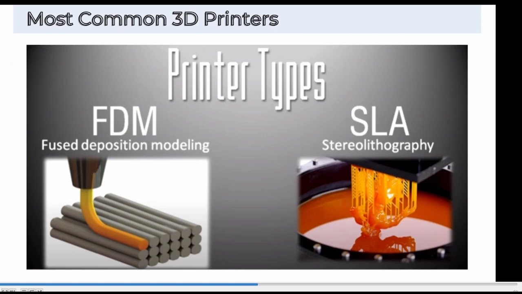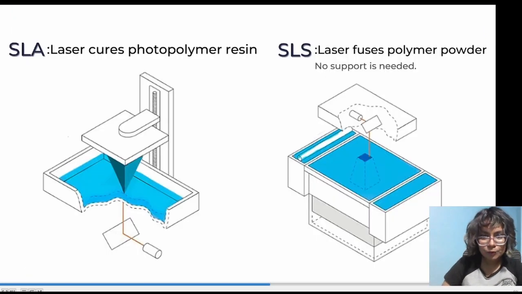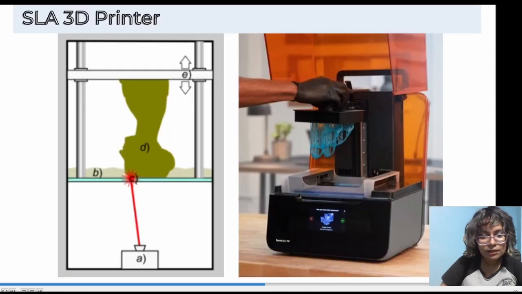So there are three main types of 3D printing: FDM, SLA and SLS. In SLA, photopolymer resin is used, and in SLS, polymer powder is used. In SLA 3D printing, the laser selectively fuses the resin, and the areas that are fused are the actual object. Once one layer is fused, the bed moves up by a few decimals of millimeters and another layer is fused on top of the existing layer.